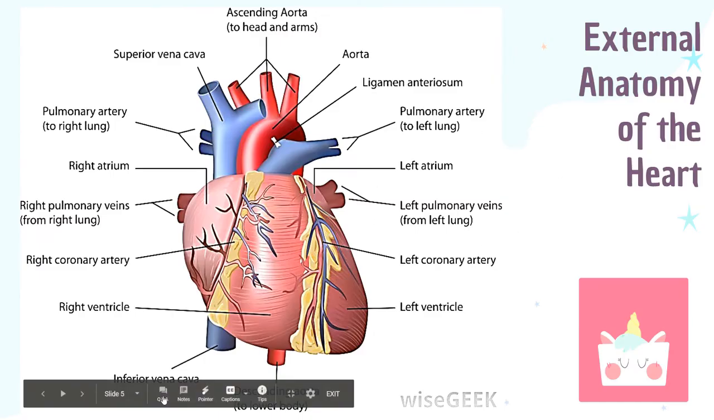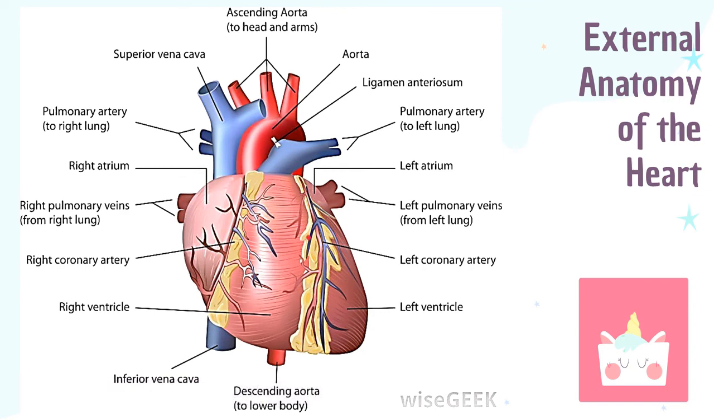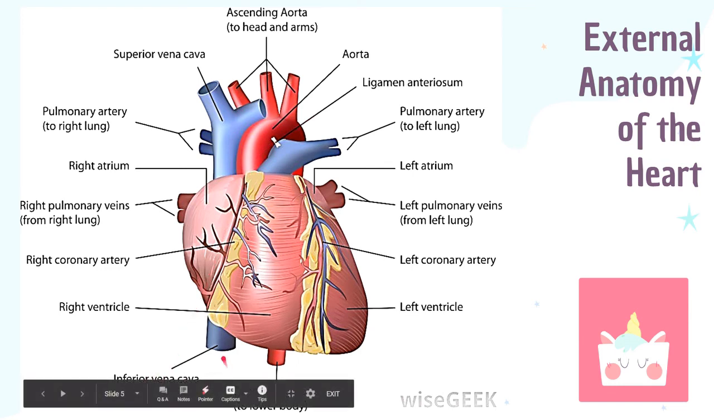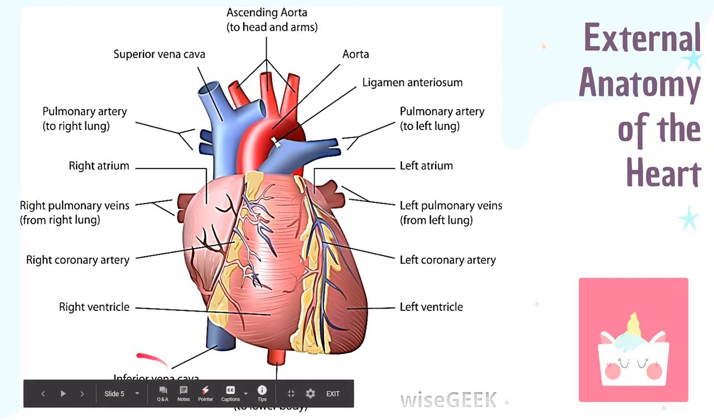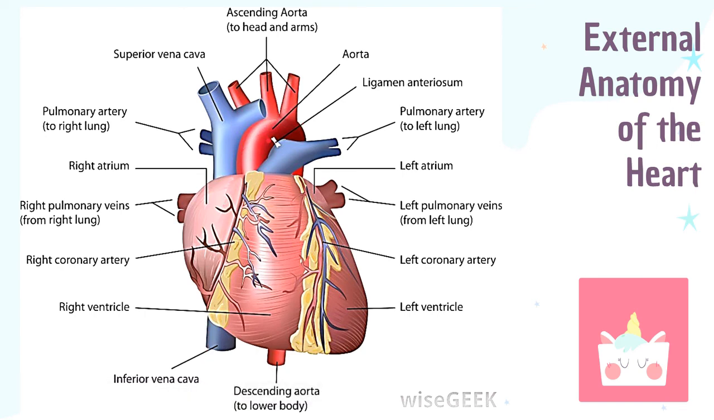So let's look into the external anatomy of the heart. So you have here your superior and inferior vena cava. Both of these are major veins of the body and they carry deoxygenated blood. Superior vena cava carries deoxygenated blood coming from the head towards the heart, while inferior vena cava carries deoxygenated blood coming from the lower parts of the body to the heart. Your aorta is another major artery. It carries oxygenated blood towards the rest of your body.